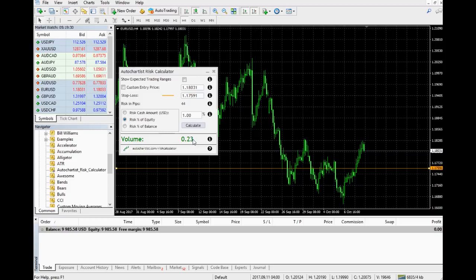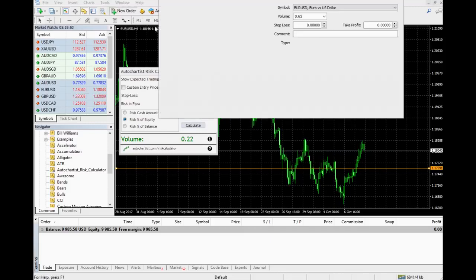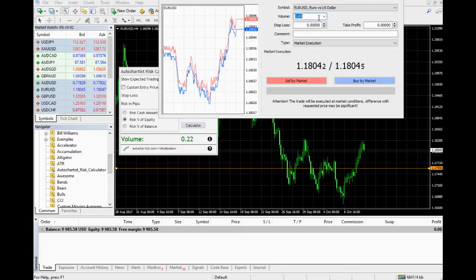Notice how with every change you make, the volume value changes. That's the number you'll enter into your trade ticket. In this example, we see that if we want to place a buy order at the current price with a stop loss at the orange line, we need to set our position size to 0.22. Like this.